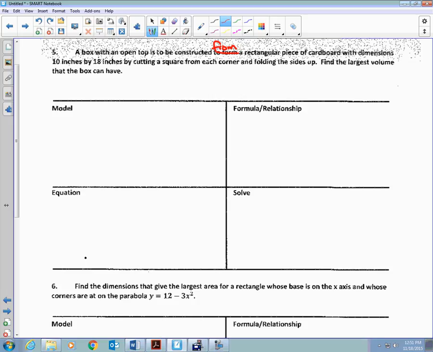All right, here we go. Model. I guess I should draw a piece of cardboard that measures 10 by 18. What am I going to do to it? Take off the corners. What shape do I make to take off the corners? What do those squares measure? Doesn't say, so we'll call it x by x.